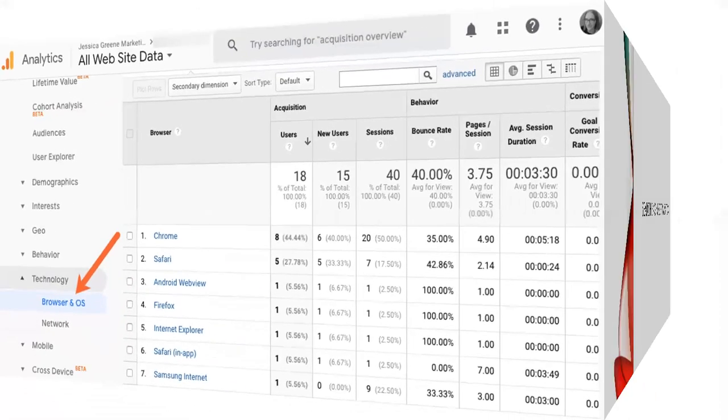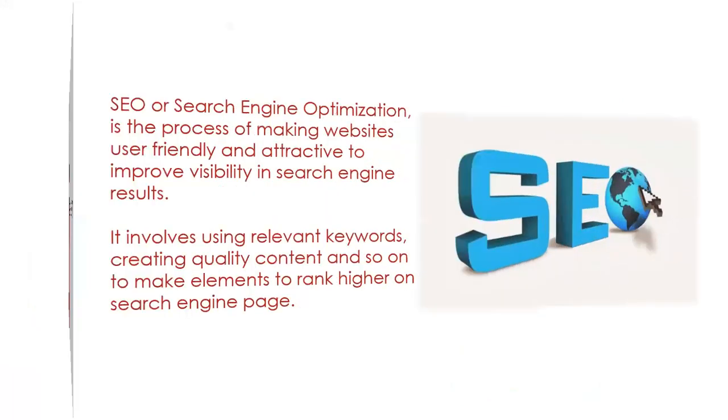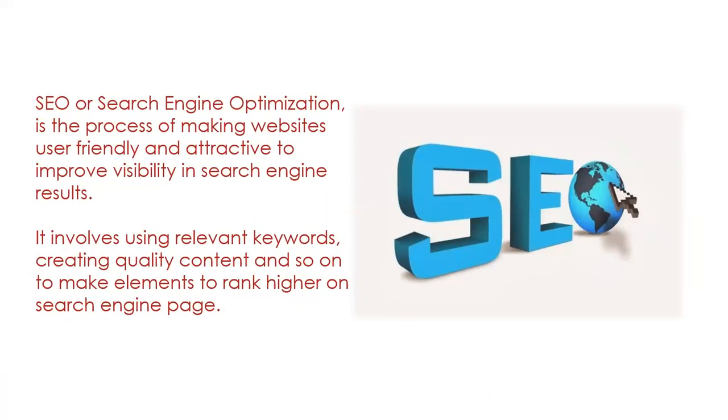That is where search engine optimization comes in. Just like the name implies, SEO or search engine optimization is the process of making websites user-friendly and attractive to improve visibility in search engine results. It involves using relevant keywords, creating quality content, and so on to make elements rank higher on the search engine page.